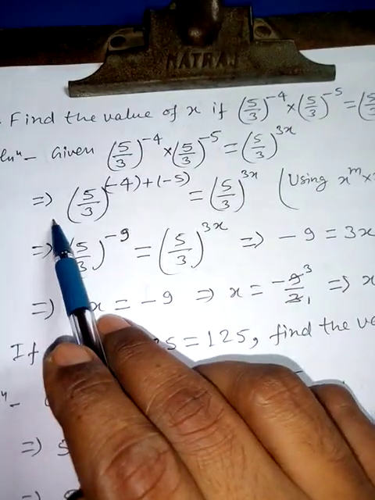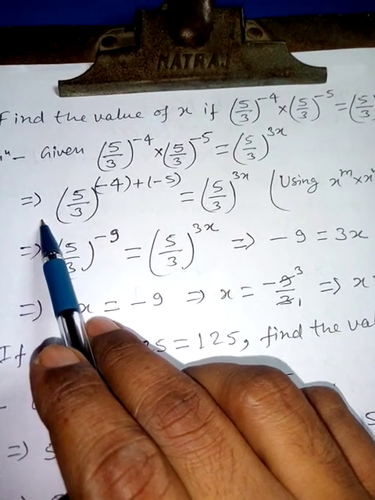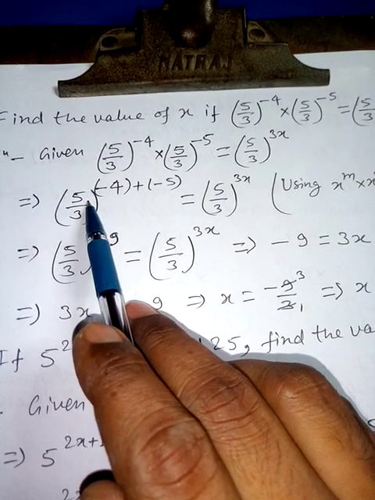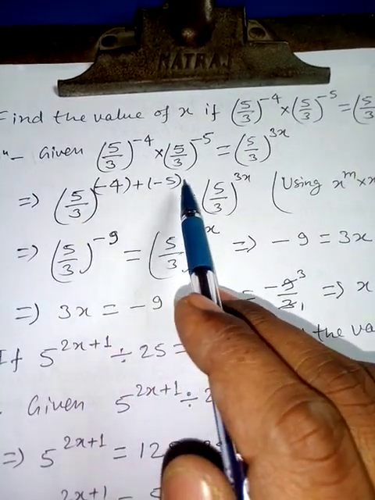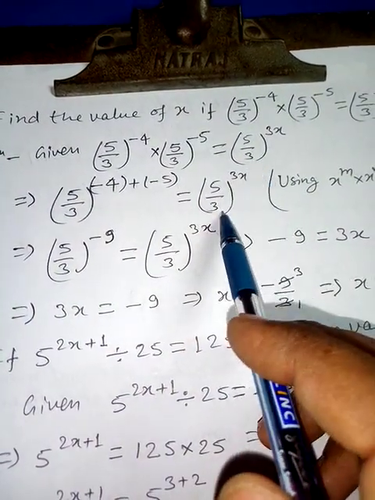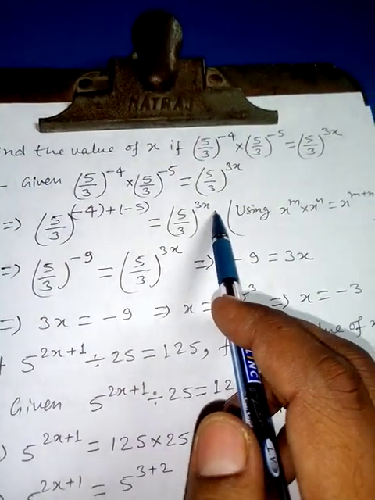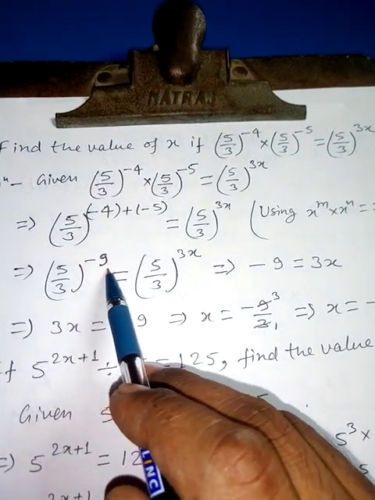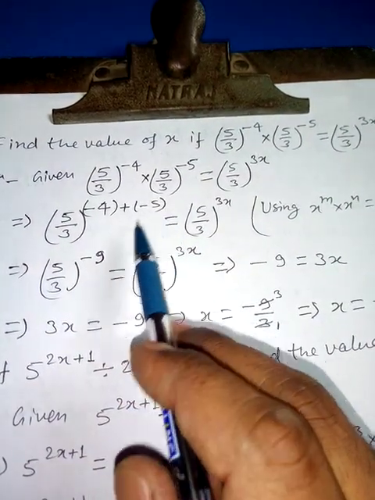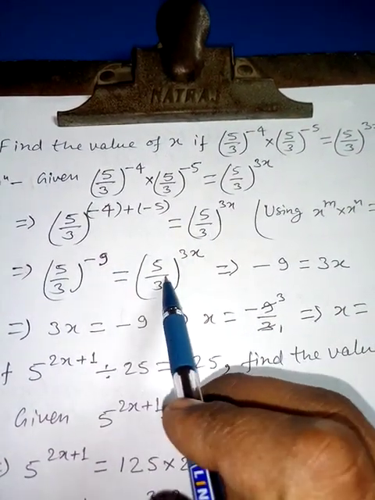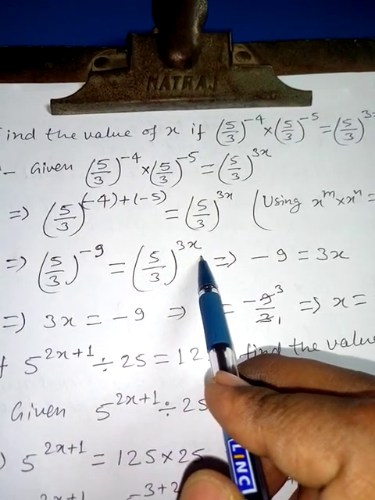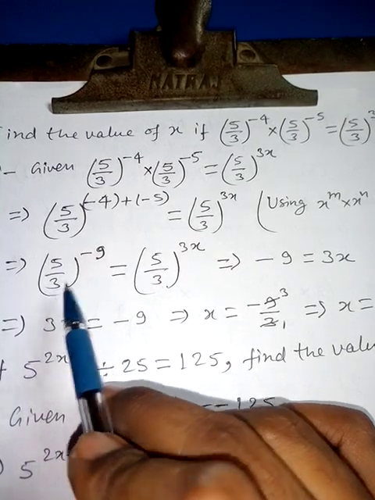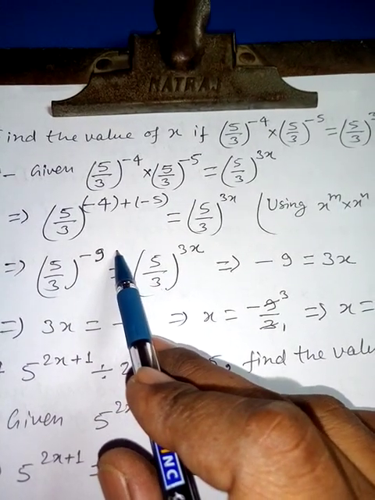So, with the use of the symbol of amplification, (5/3)^(-4 + -5) = (5/3)^3x as usual. And (5/3)^-9, because -4 plus -5 is -9, equals (5/3)^3x. Now you can see the bases are the same, so you can equate the powers.